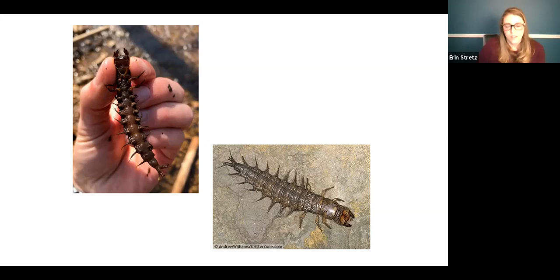So here are other looks, you can kind of see with the hand the size of this thing. This is quite a bit larger than a lot of the other macroinvertebrates that we'll find. And you can see how large that jaw is and how obvious those filaments are that are coming out of the side of the abdomen.